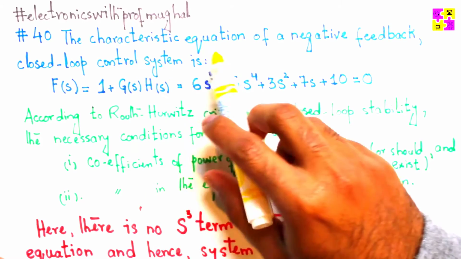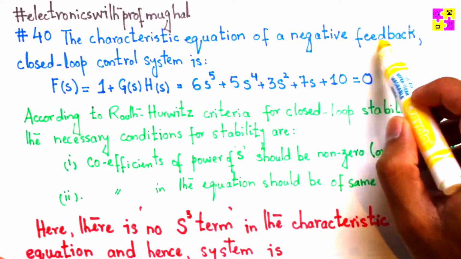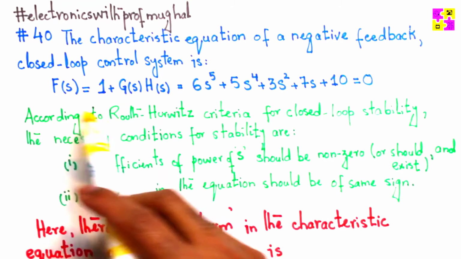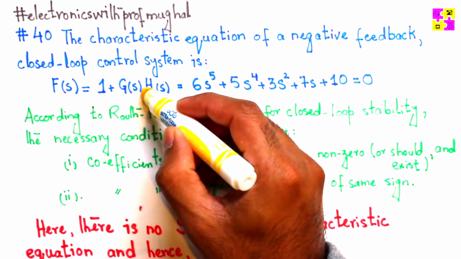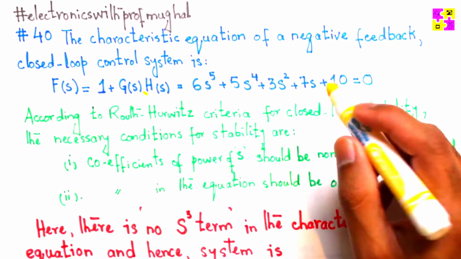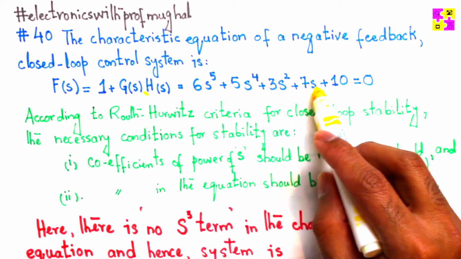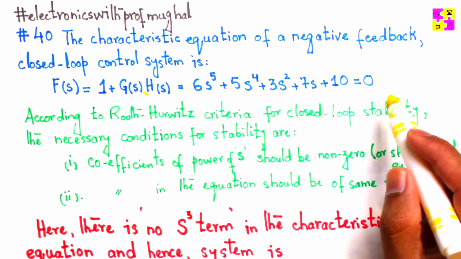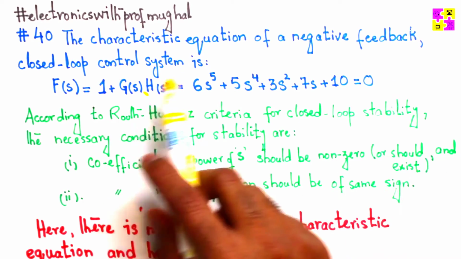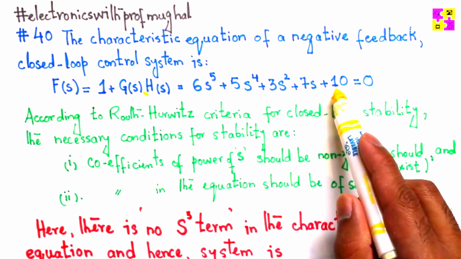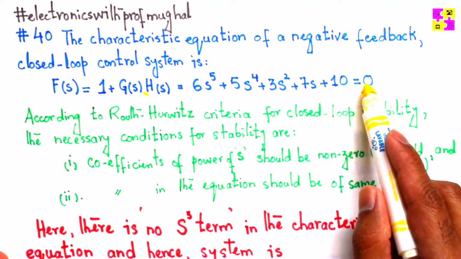The characteristic equation of a negative feedback closed loop control system is f(s) = 1 + g(s)h(s). The equation is 6s^5 + 5s^4 + 3s^2 + 7s + 10 = 0. Okay. Whether this equation is stable or unstable, right?